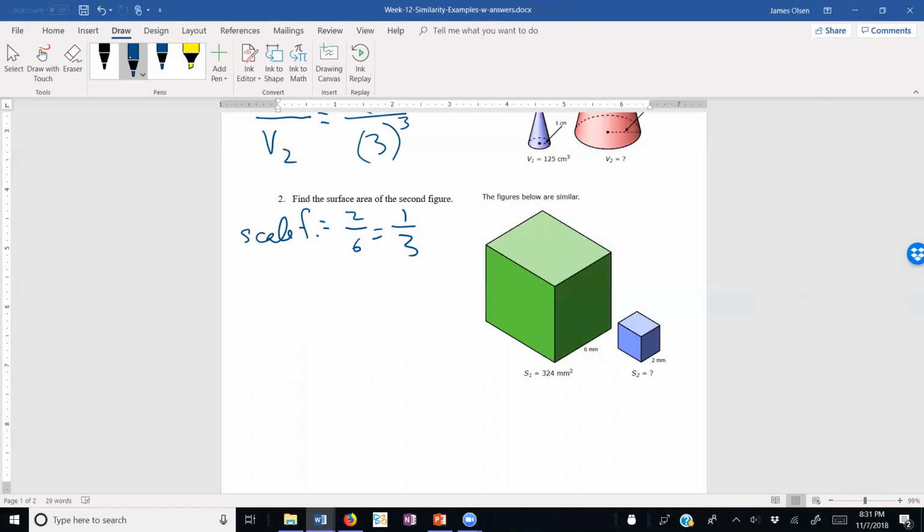So I would like to find the surface area of the blue rectangular solid. This is going to be 324 times the square of the scale factor, because surface area is two-dimensional. And if I run this into a calculator, I get 36. So we get 36 millimeters squared. These problems are not difficult. There are not multiple steps, but you just need to understand how the proportional relationship works.